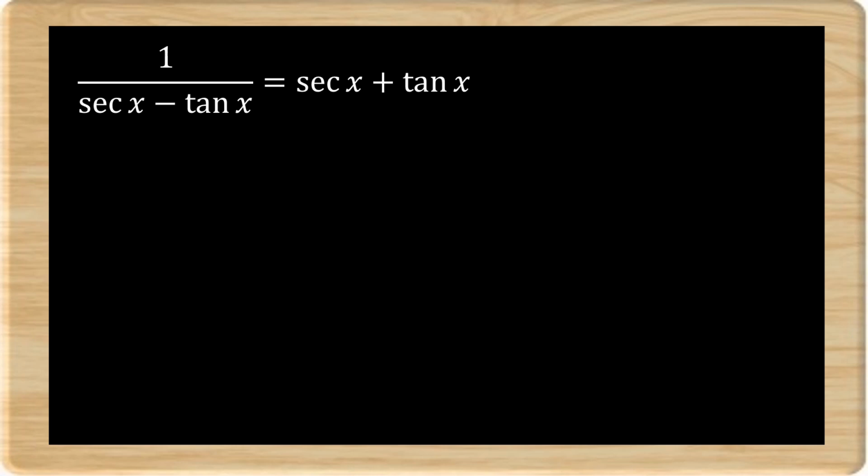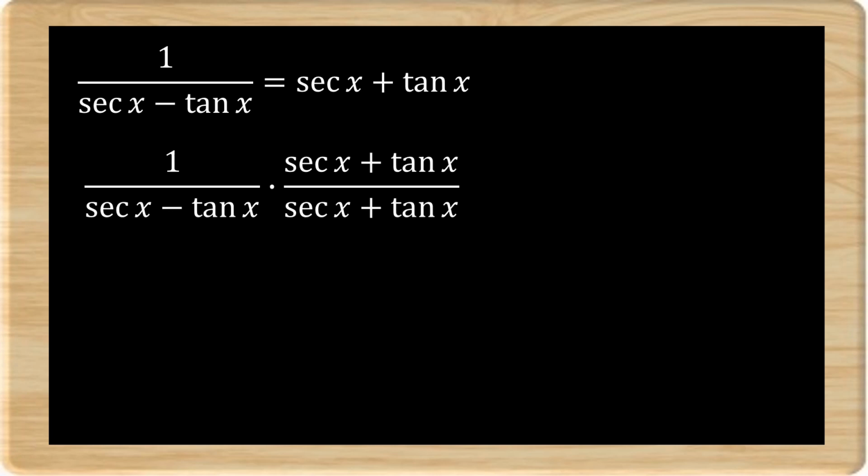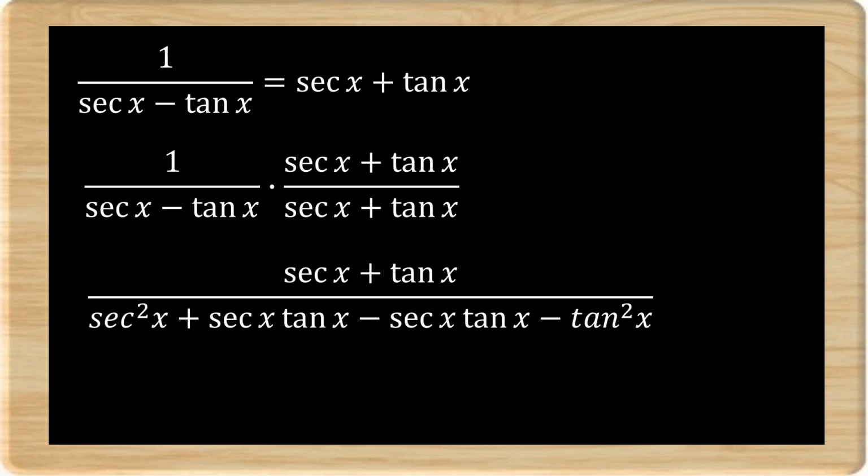So I'm going to multiply the top and bottom by the conjugate of secant x minus tangent x, which would be multiplying the top and bottom by secant x plus tangent x. So the top will become secant x plus tangent x. The bottom, I need to FOIL. Secant x times secant x is secant squared x. Secant x times tangent x is secant x tangent x. Negative tangent x times secant x is equal to negative secant x tangent x. And negative tangent x times tangent x is negative tangent squared x.